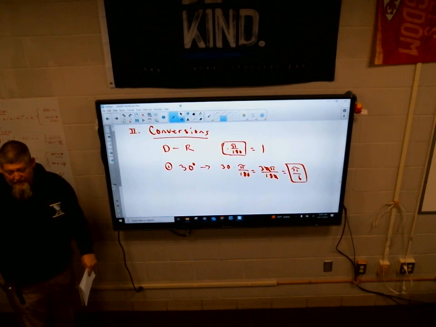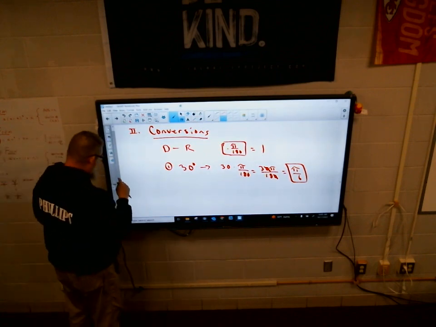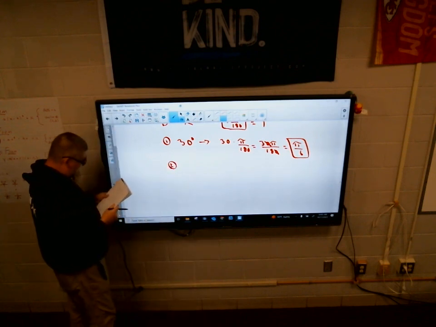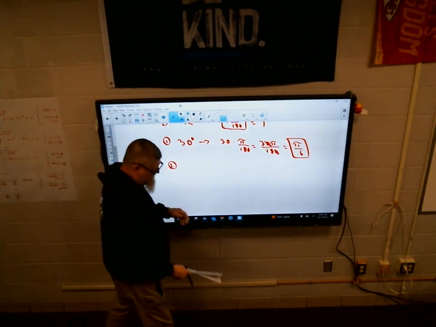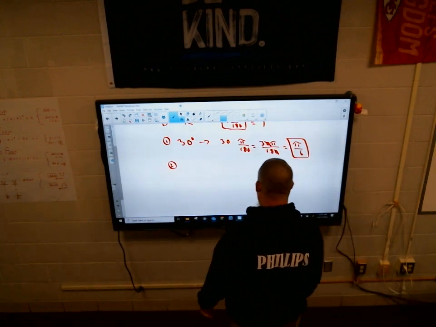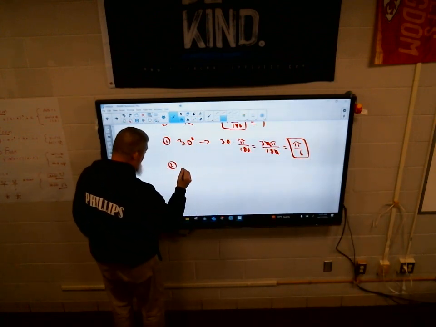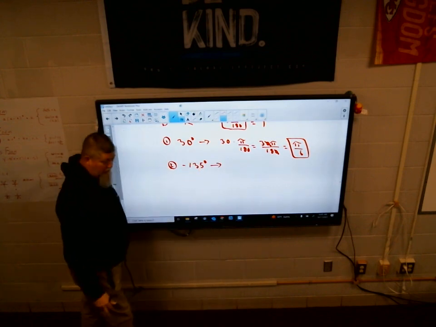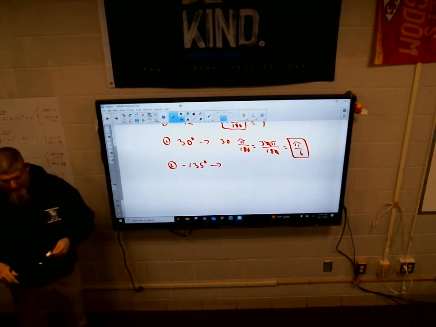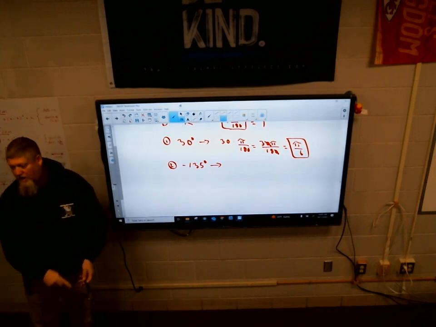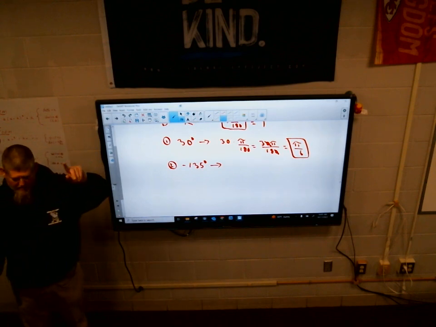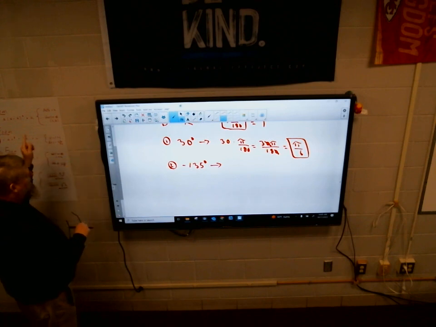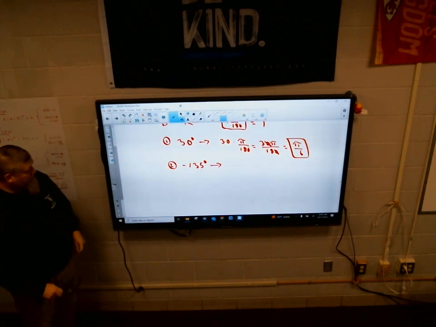Now you will find all of these will have pi in their answers because I'm multiplying by pi over 180. So number 2. Let's take another one. Let's try negative 135 degrees. Because remember, we can have positive or negative angles, right? Positive goes counterclockwise, and negative goes clockwise. All right, so negative 135.